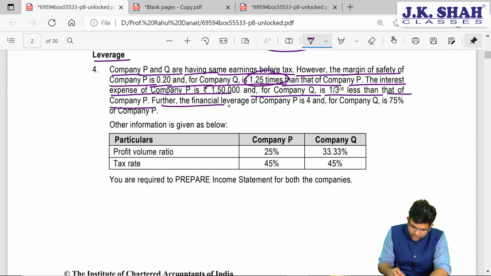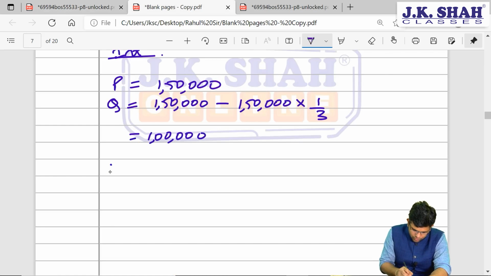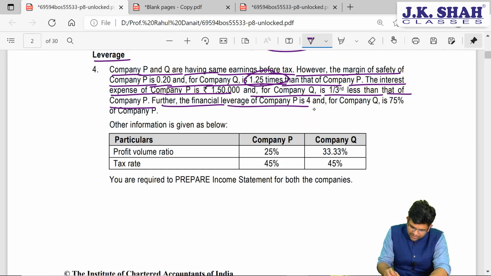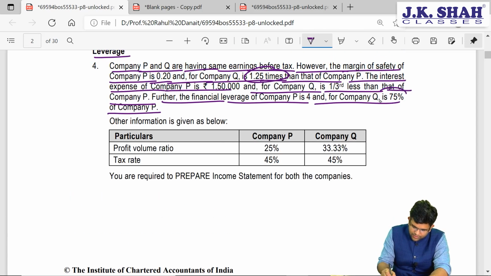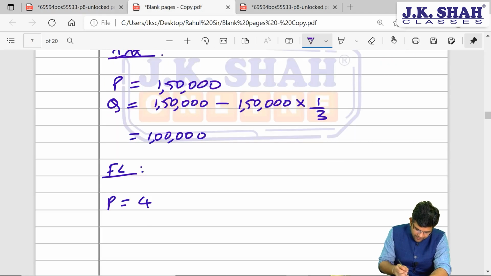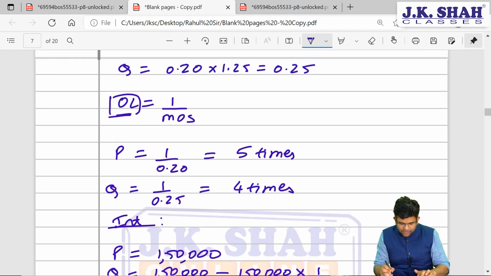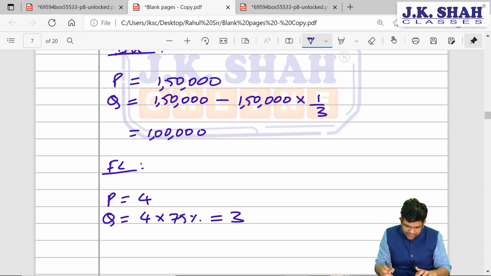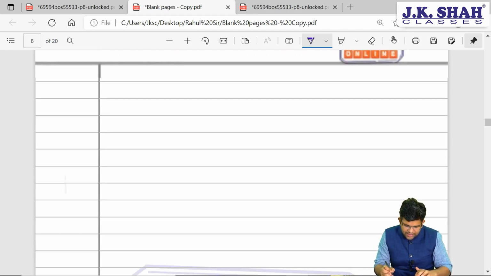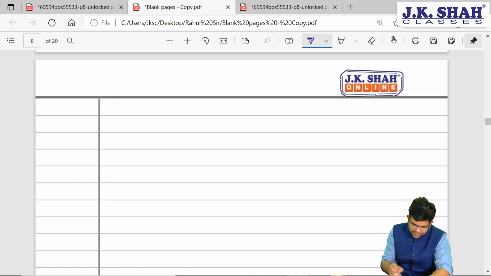They are saying the financial leverage of company P is 4, and that of Q is 75% of P. So Q will be 4 into 75%, that is 3. So with that children, we have got the operating leverage for both companies, interest for both companies, financial leverage for both companies. Let's see if we can make any income statement here.